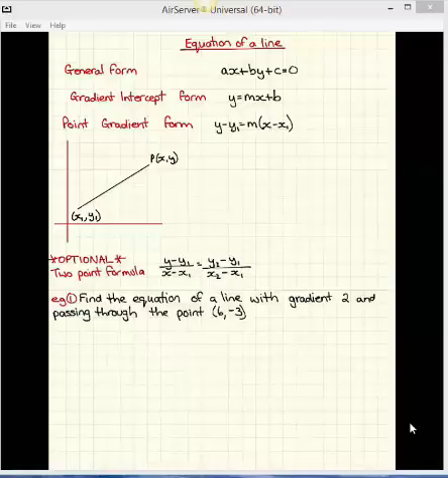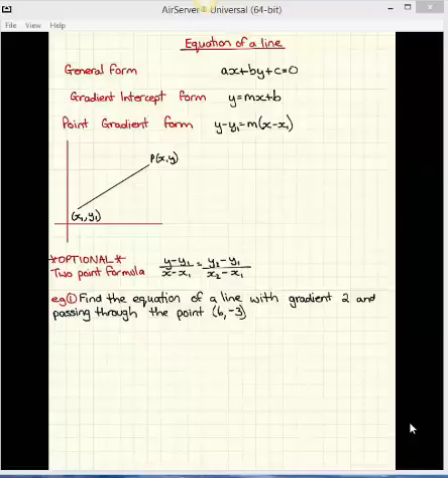There are many forms that the equation of a line can take. One of the most common ones is the gradient intercept form, which we've already looked at, y equals mx plus b. Another one is called the general form. So that's this first one here, ax plus by plus c is equal to 0. Now, this is really important to know because a lot of our formulas from here on in use this information.